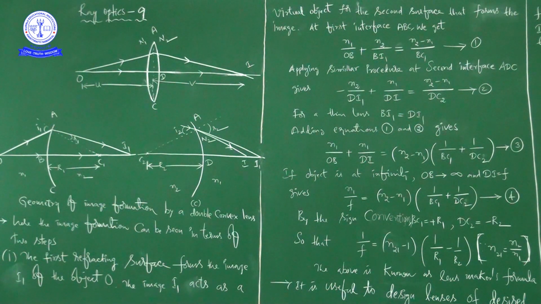See here, it is useful to design lenses of desired focal length using surfaces of suitable radii of curvature. So here one is R1, another one is R2.